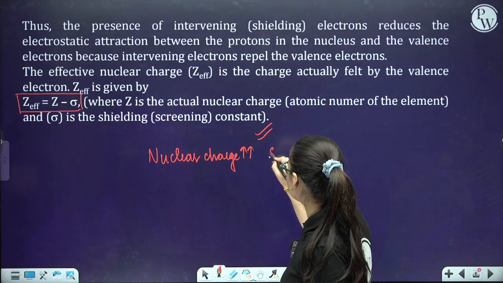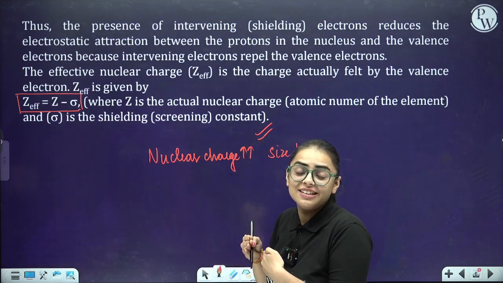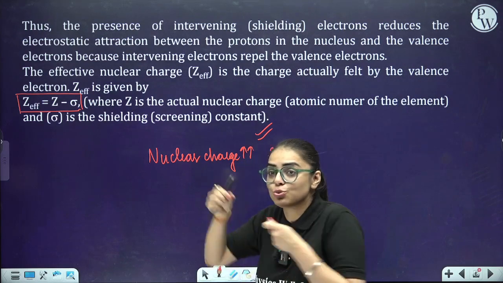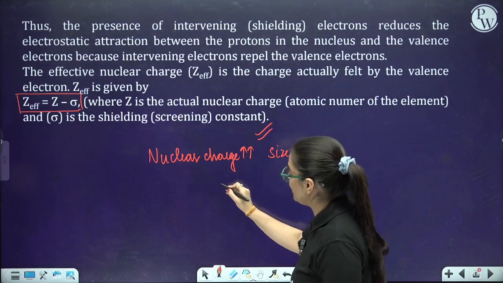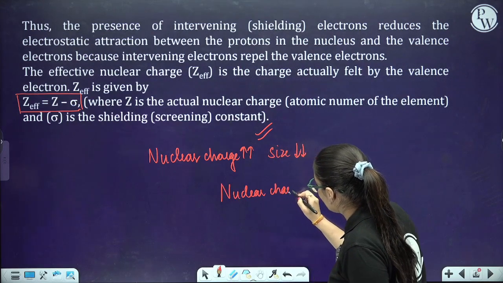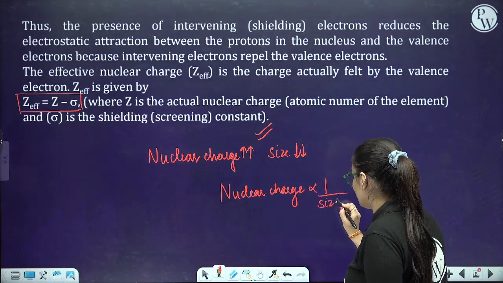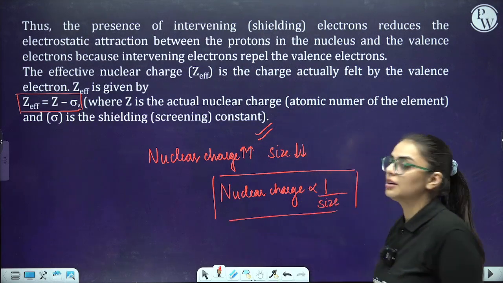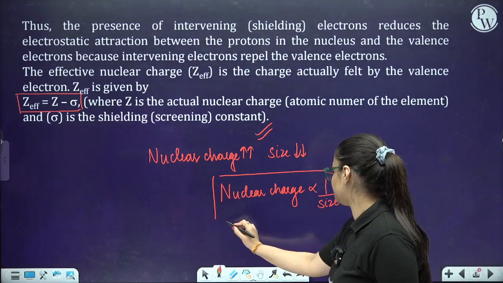That means what happened to the size? Size will decrease, no? Because the outermost electron is moving inside, coming closer. So the distance from the nucleus to the outermost shell electron is decreasing. That means size reduces. So we come to the conclusion that nuclear charge is inversely proportional to size, everybody. It is inversely proportional to size. Clear, students? Shall I move on to the next one?